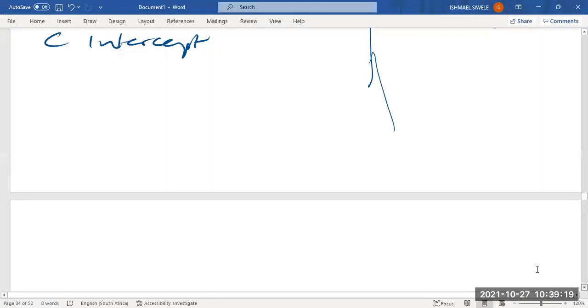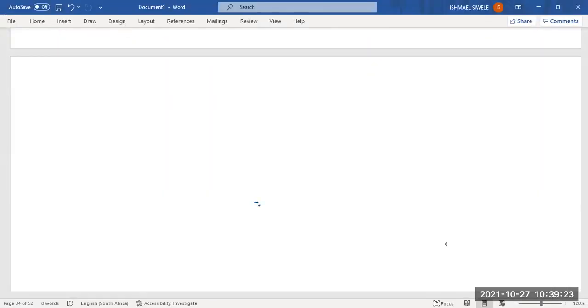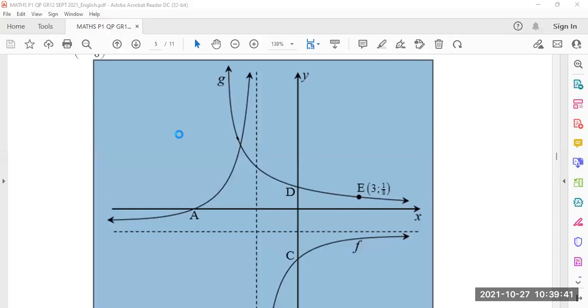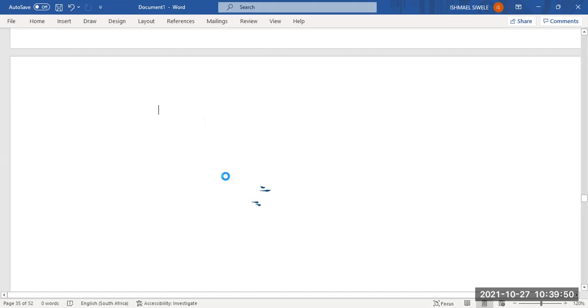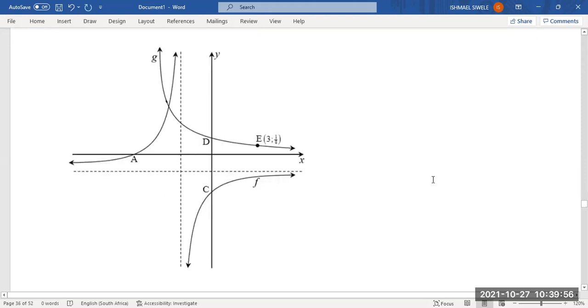Let me see. I'm trying to check something here. I think I can copy this graph here. If I succeed, then it means Christmas. Yes, it means Christmas. You see? So it means I have the graph. Now I have the graph. I was so worried as to how I am going to present this.